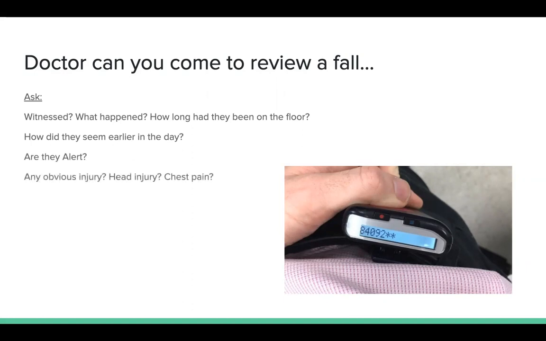Has the nurse been to see them? Is there any obvious sign of injury? Do they have any laceration or trauma to the head? Are they clutching their chest? Does their leg look externally rotated or shortened?